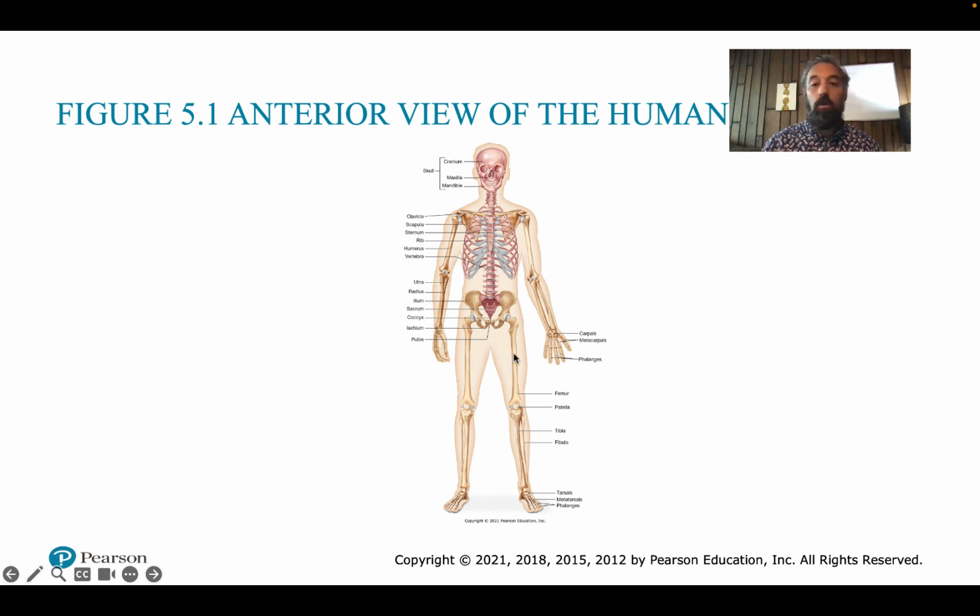Fibula. Femur. Carpals are in your wrist. Tarsals are in your ankle. Metacarpals are your hand bones. Meta, meaning beyond. So it's the metacarpals or the metatarsals. Phalanges actually exist. Those are your fingers and your toes. That's a brief overview of the human skeleton. There's more information that you can end up learning throughout the whole process.